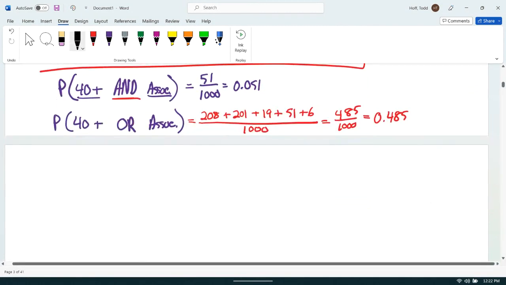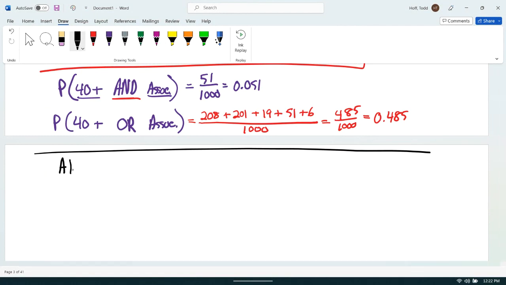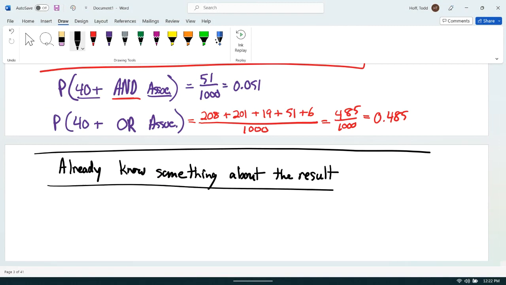So the last thing I want is, what if we know something about the result already? This is what gives us what we call a conditional probability. Because we know something about that result, it narrows down our size, so we're not looking at the whole group anymore, we're just looking at a piece of it.